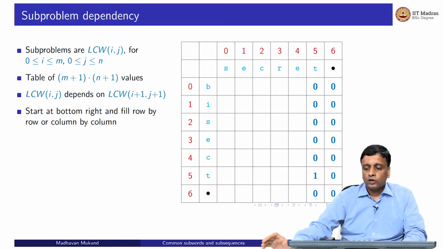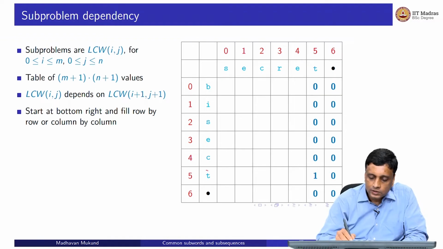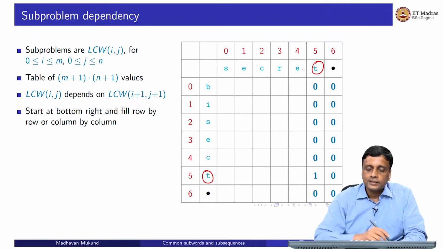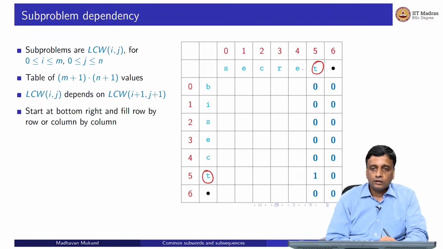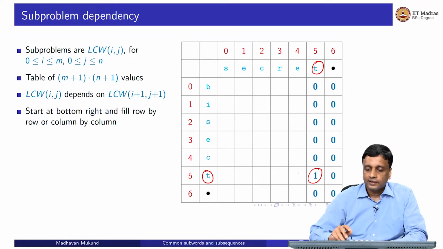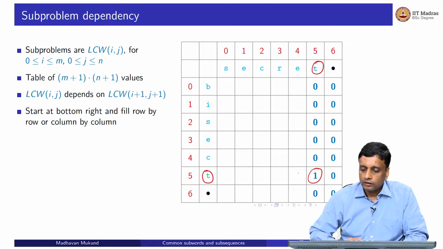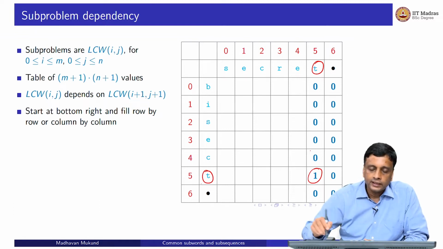Now I come to this column, and here, because at this point these two letters are the same, since u of 5 is equal to v of 5, I get a 1 here, and everywhere else I have 0 because there is a mismatch, right? Because t doesn't occur anywhere else in that column.